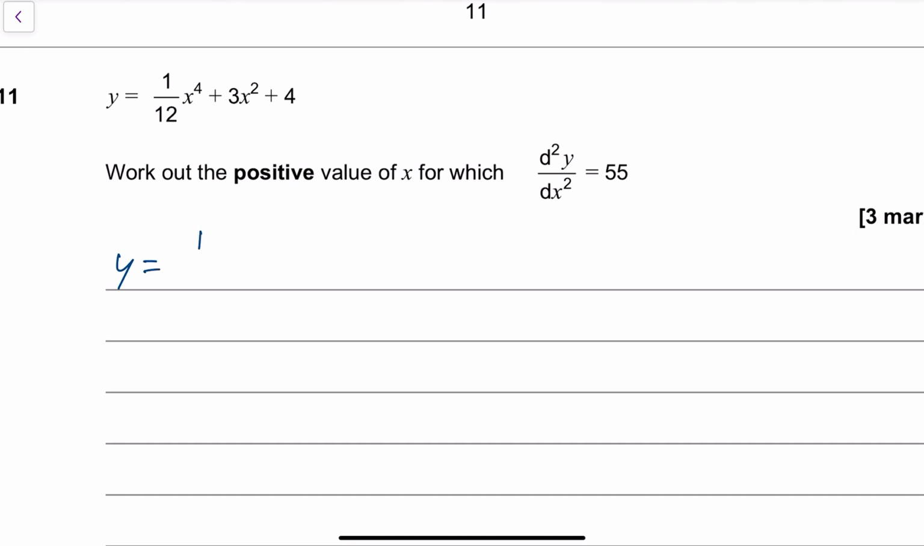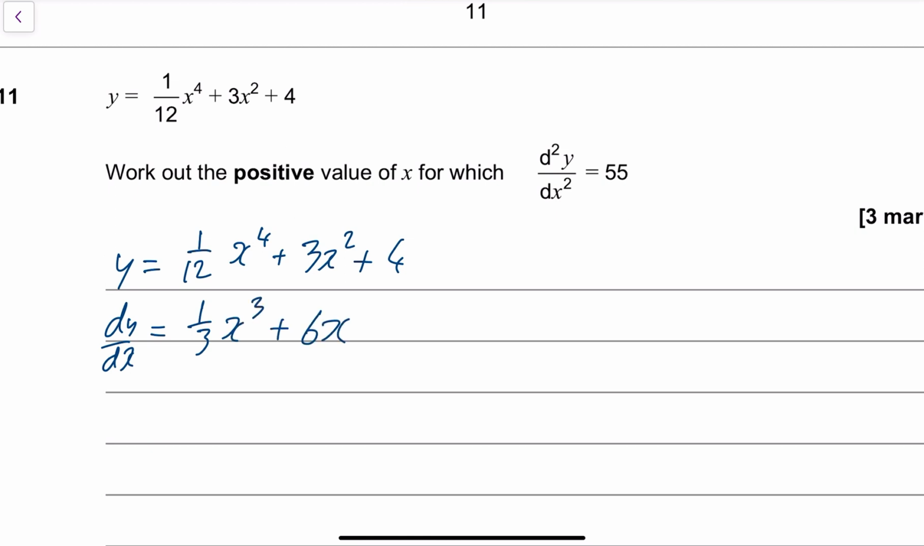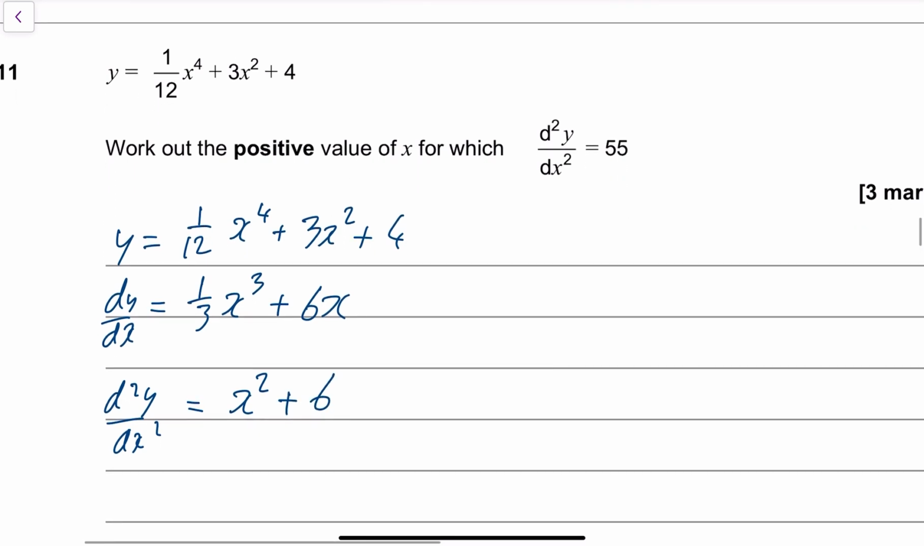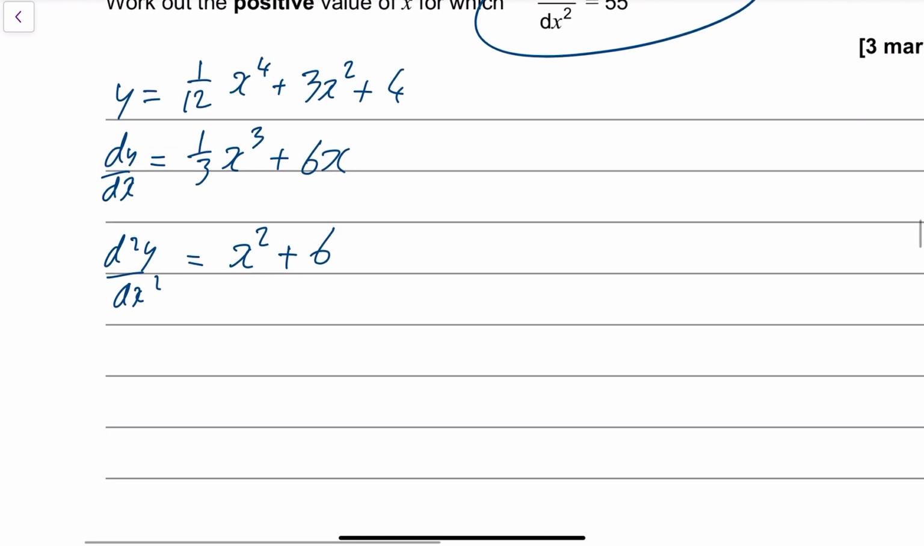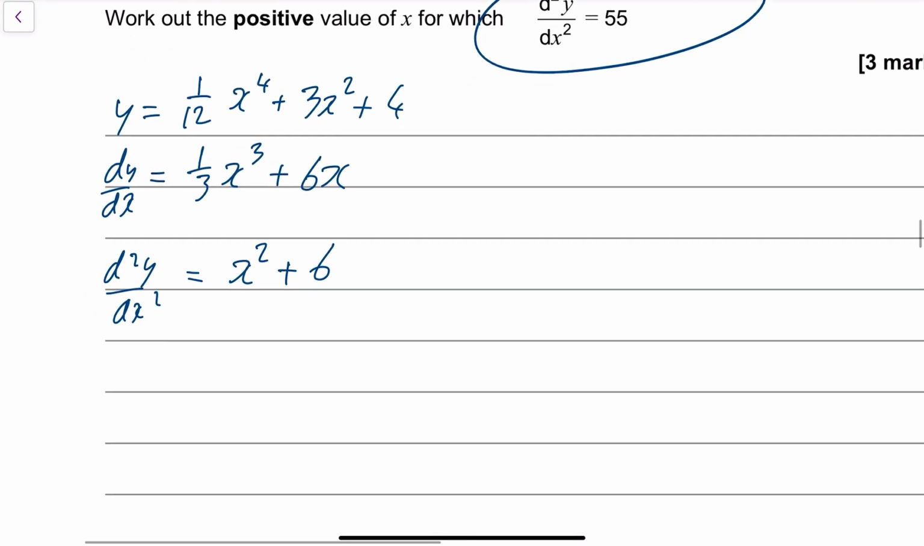So we've got y is equal to 1 over 12 x to the 4 plus 3x squared plus 4. Differentiate this first of all, by multiplying by the power. 4 times a 12th is 4 over 12, which is 1 over 3. That's x to the 3 plus 6x. Differentiate again. 3 times a third is just 1, so that's x squared. 6x differentiates to give you 6.